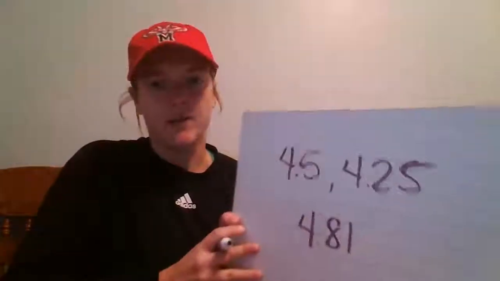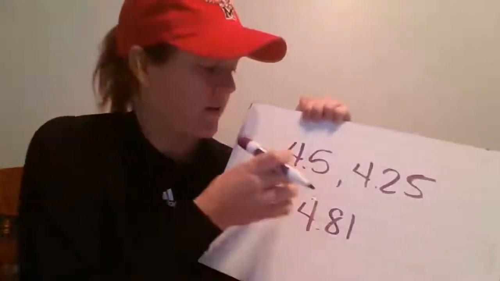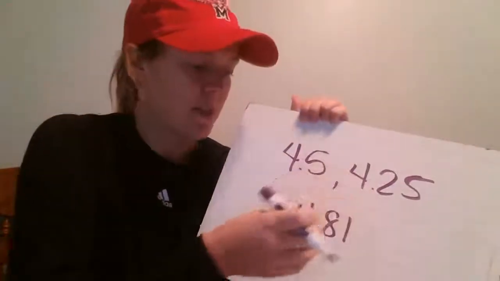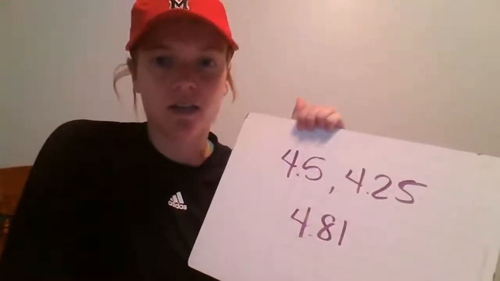on your homework. So example 4 says, arrange these decimal numbers in order from least to greatest. So they give us 4.5, 4.25, and 4.81. Okay, so we see that they all have 4 in the ones place, okay? So that's not going to help us put it into least or greatest.